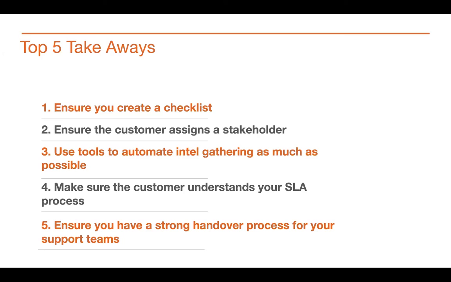Number two, ensure that the customer assigns a stakeholder to allow you to get the intel that you wouldn't normally be able to get just by pulling in information. So critical systems, hot systems, important people in the organization. All of this information is vital to allow you to gather the intelligence that you need to provide that top level support for your customer. Number three, use tools to automate that intel gathering as much as possible. That minimizes the time you're sending engineers out and allows you to use them for other things.